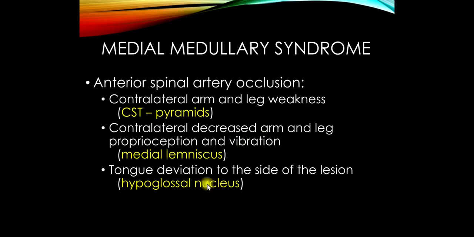And then the hypoglossal nucleus. Cranial nerves do not cross, with the exception of the fourth cranial nerve, and that really is not important clinically. And so a lesion of the hypoglossal nucleus is going to affect the ipsilateral half of the tongue, and that results in the tongue deviating to the side of the lesion. Or you could say it deviates away from the hemiplegia.